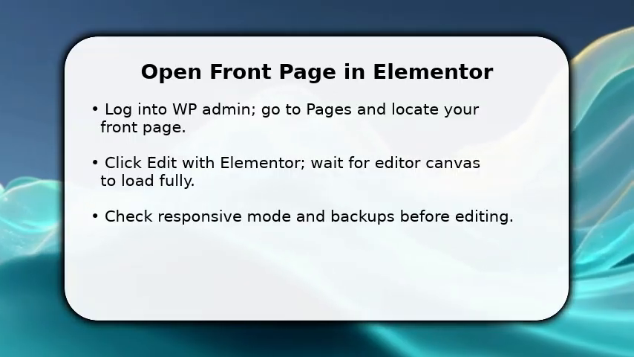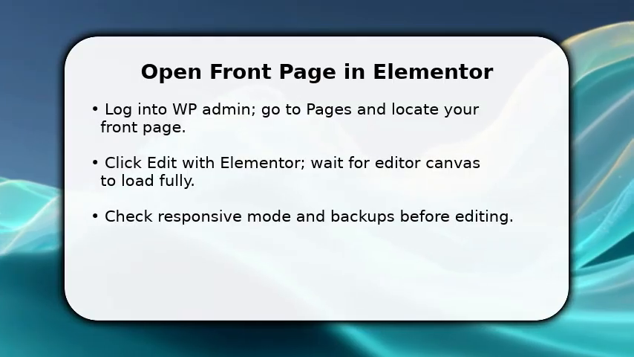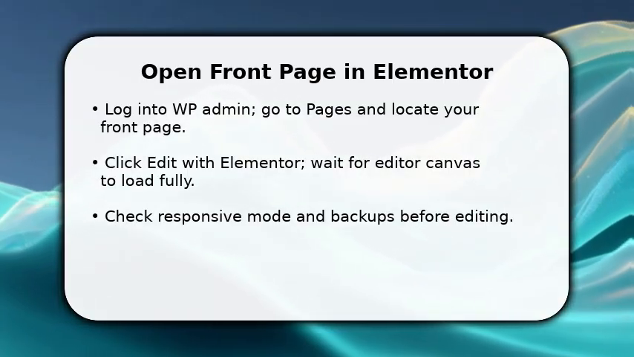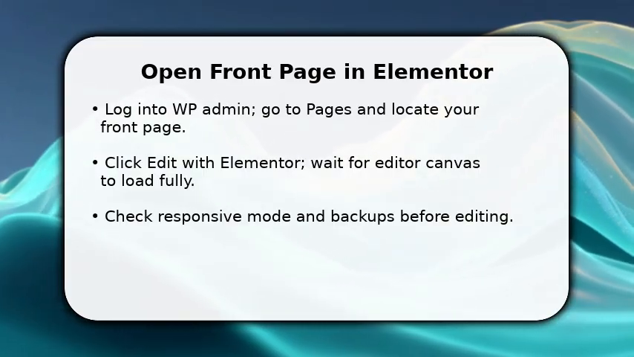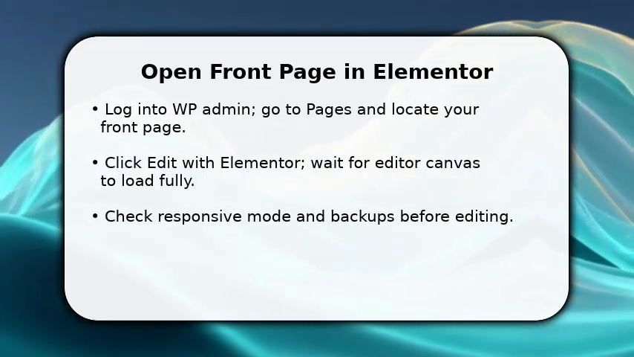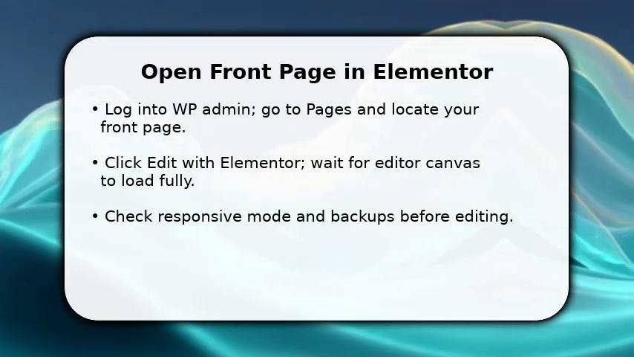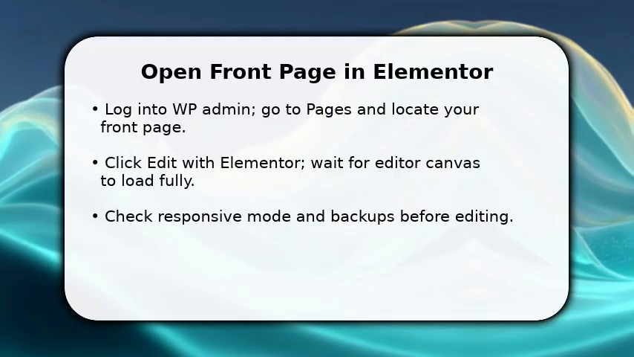You start by opening the front page in Elementor so you can edit visually. Click Pages in WordPress and find the page set as your home page, then choose Edit with Elementor. Once done, allow the editor to load completely. Incomplete loads cause missing widgets.